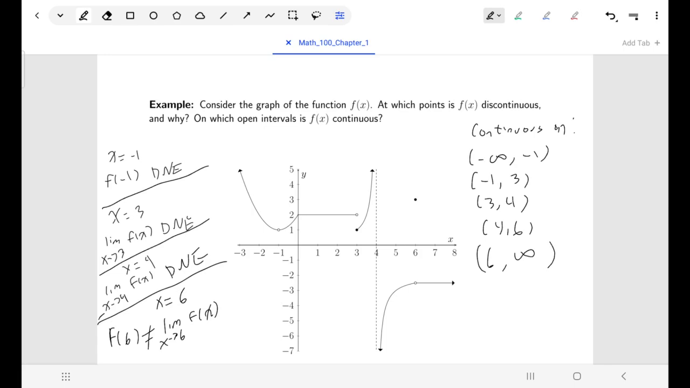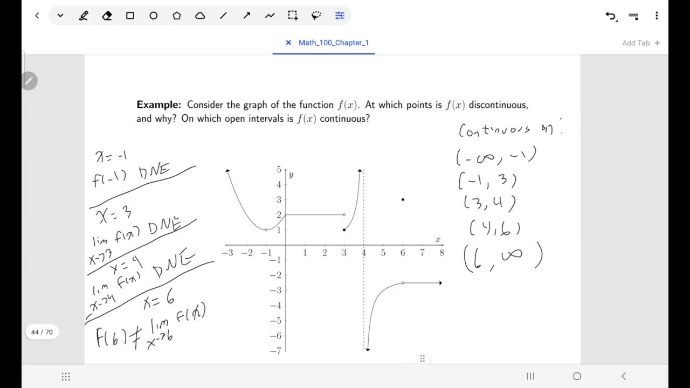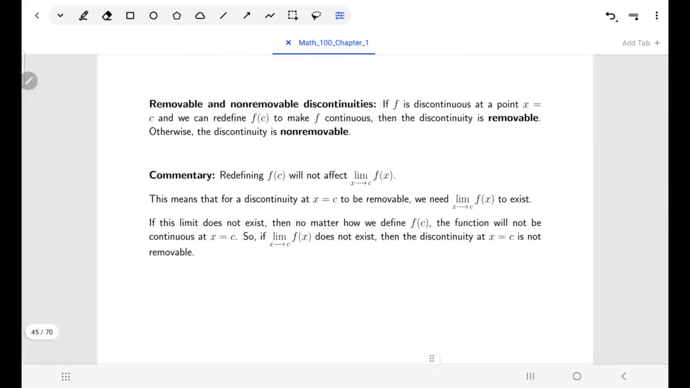And notice all the different kinds of reasons you can have discontinuities. You could have a discontinuity because of a hole, or maybe a skip or a jump, or a vertical asymptote, or again, another kind of a skip or a jump. So since there are different kinds of discontinuities, we might want to classify them as being removable or non-removable.